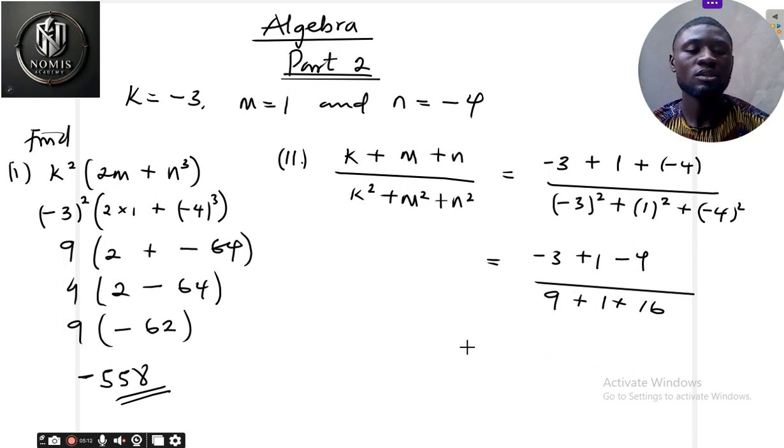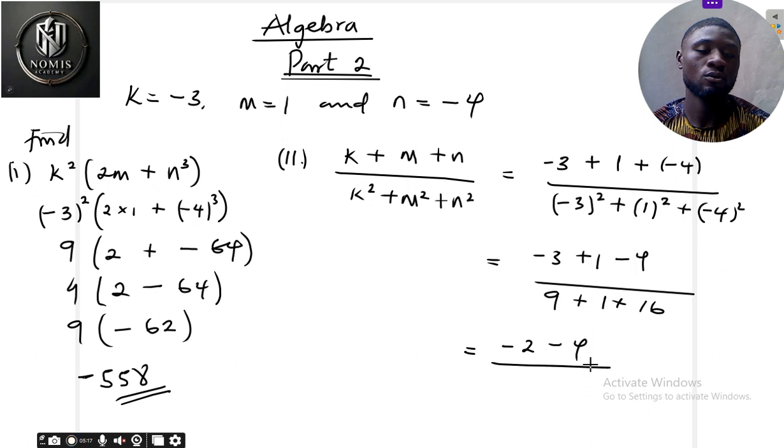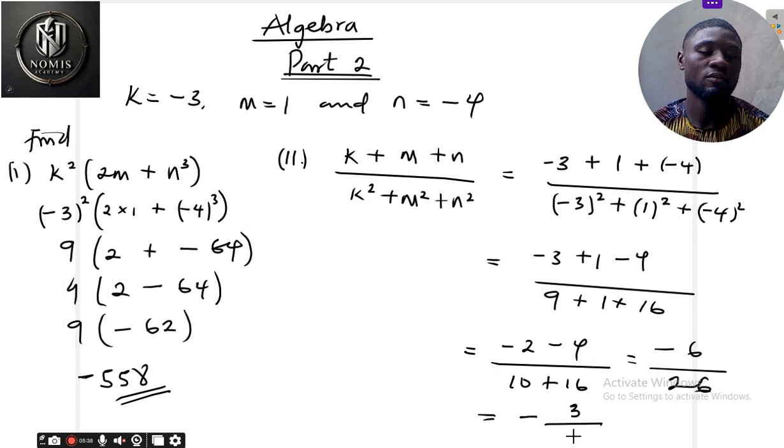So this comes to be minus 3 plus 1, that's minus 2, minus 2 minus 4 over 9 plus 1, 10, and 10 plus 16. So this becomes minus 6 all over 26. We can further reduce to the lowest term. Is there a common factor? Yes, 2. So this can become minus 3 divided by 13, because 26 divided by 2 is 13. So this is our final answer for Roman figure 2.